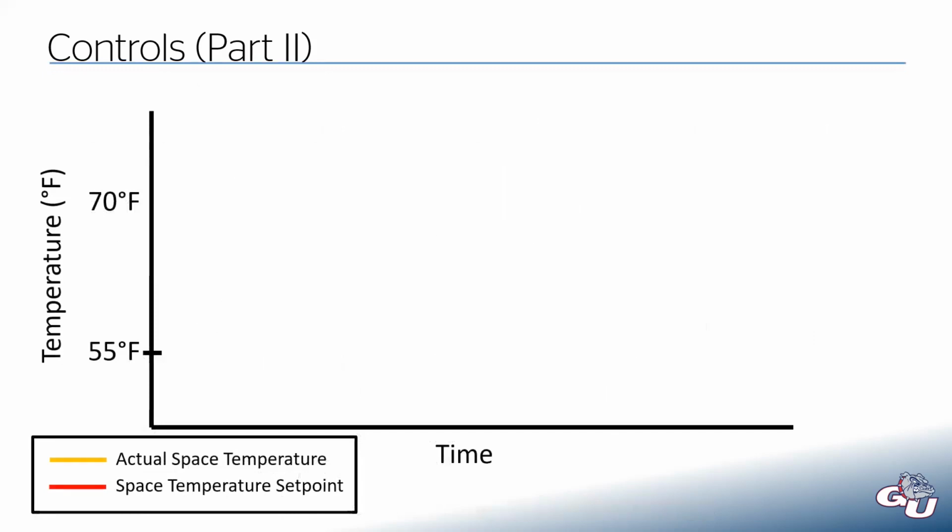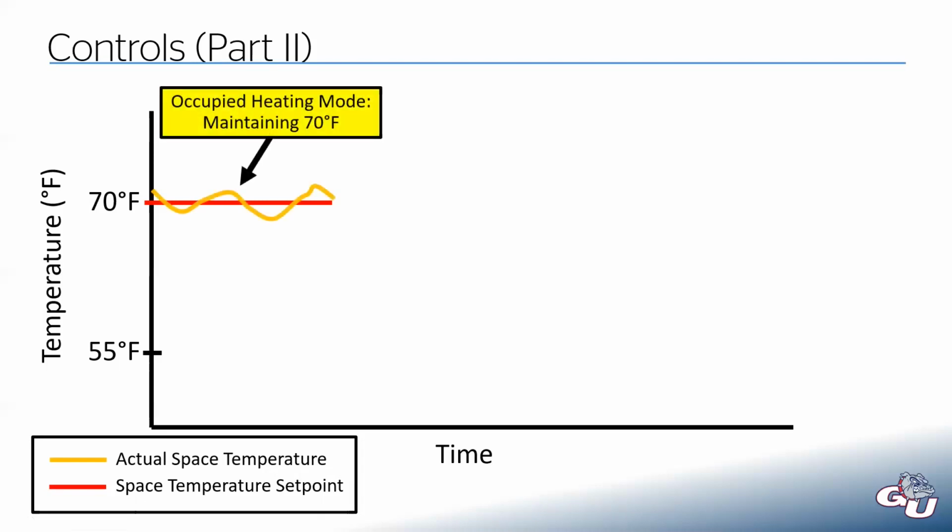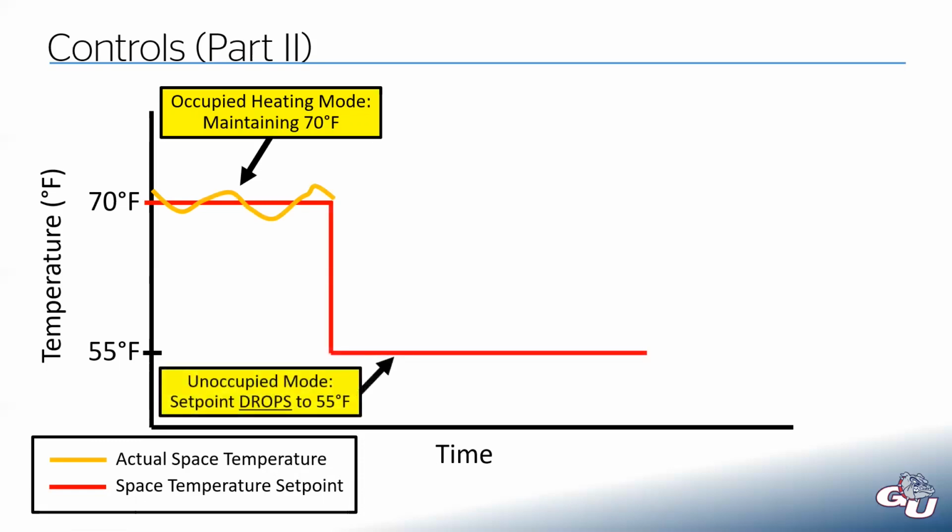To help visualize this, let's say we're going to look at our space or building temperature over a period of time. Let's say the red line is our set point where we want to be. Before we go into our unoccupied setback, our set point is 70 degrees and our actual space temperature is maintained around that point. You still have some oscillation there, but it's around 70 degrees.